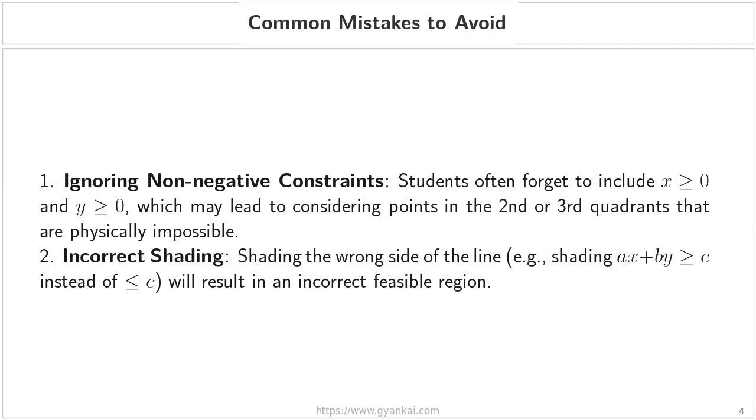Second, be extremely careful with incorrect shading. As we saw in Step 1, the entire feasible region depends on which side of the line you shade. If you see a less than or equal to sign, but you accidentally shade the side for greater than or equal to, your entire feasible region will be wrong, and every corner point you calculate after that will be incorrect.